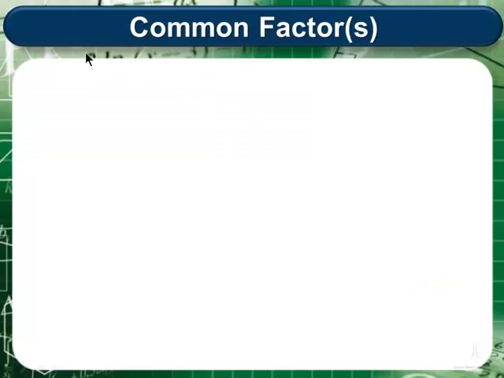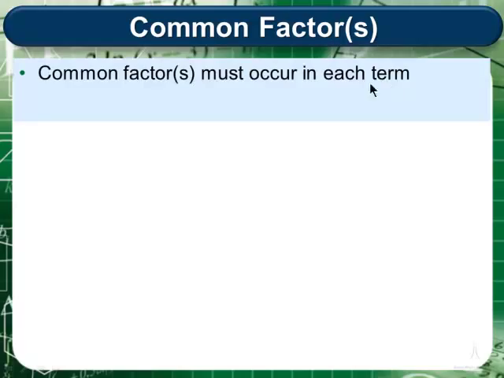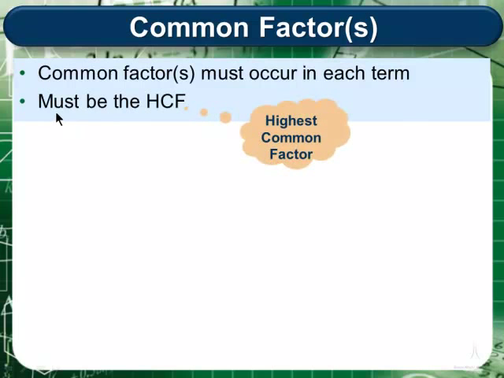The most basic process of factorization is referred to as taking the common factor or factors. Now in such a case, one normally has an expression with more than one term where a common factor or factors occur in each of those terms. And what is more, in this process we must always ensure that the common factor to be taken must be the highest common factor, also referred to as the HCF. Let us explain this by using a number of examples.